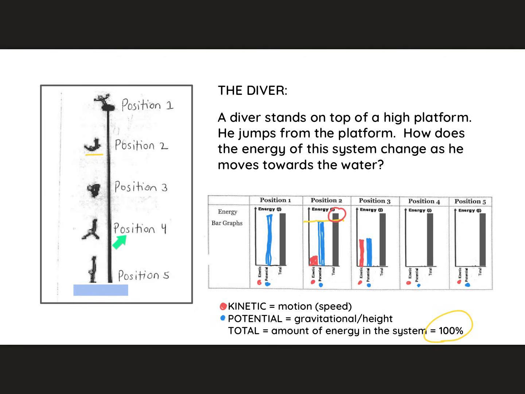Now let's look at position number 4. At position number 4, his gravitational potential energy continues to decrease. So you can see the energy bars are going down. So let's go ahead and draw his gravitational potential energy as being closer to the ground here, or to the water. And that gravitational potential energy was not lost, but converted into kinetic energy. Now remember, we want to make sure that we account for 100% of the total amount of energy, so we need to draw the potential energy bar about this big.